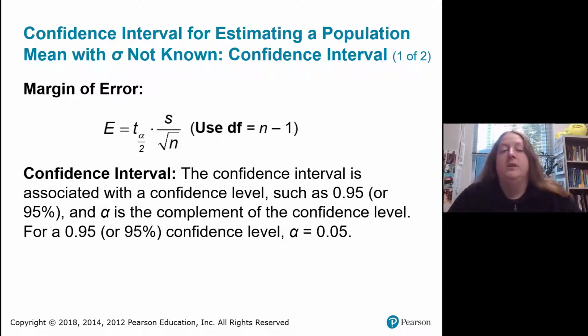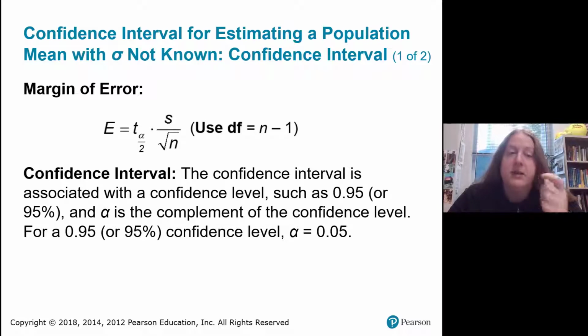So when we're looking for a 95% confidence interval, or a 0.95 confidence interval, this again corresponds to an alpha value of 0.05. Our confidence level is 1 minus alpha. So all of that is unchanged from when we were talking about population proportions.